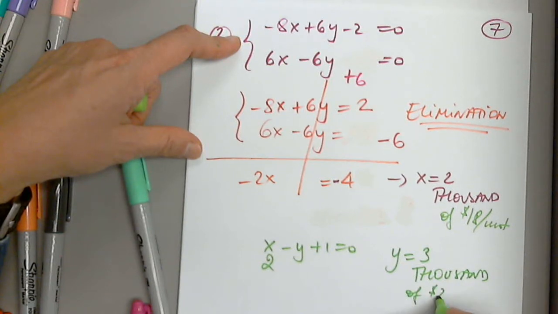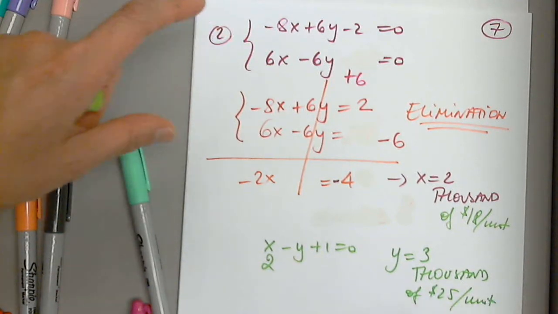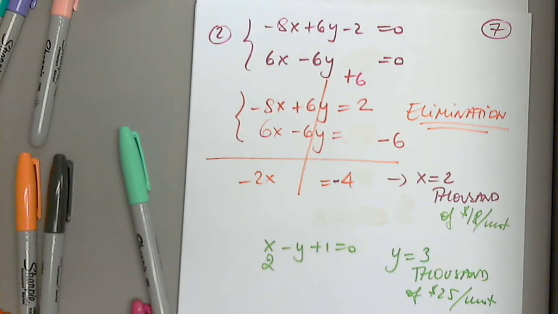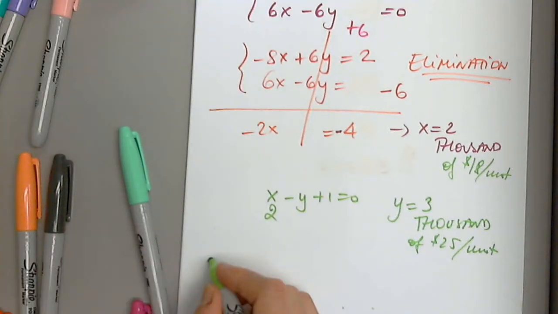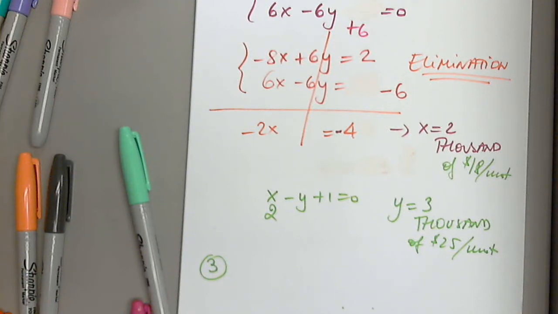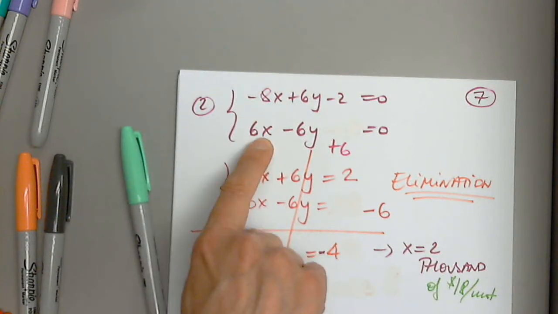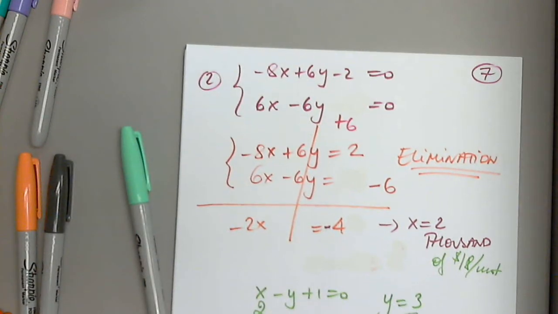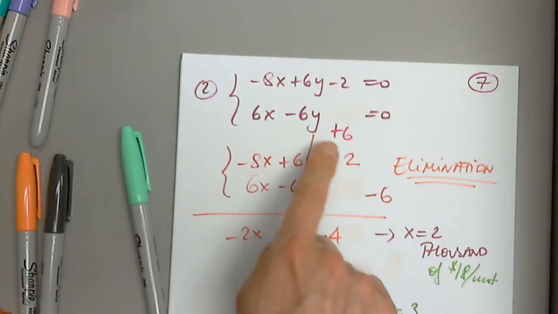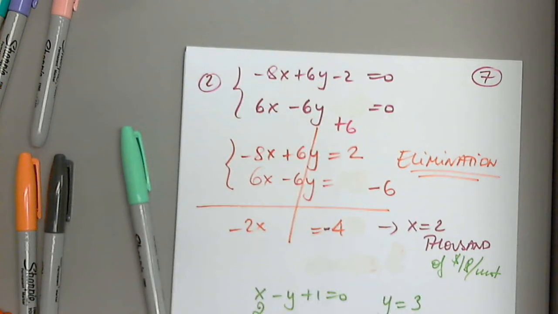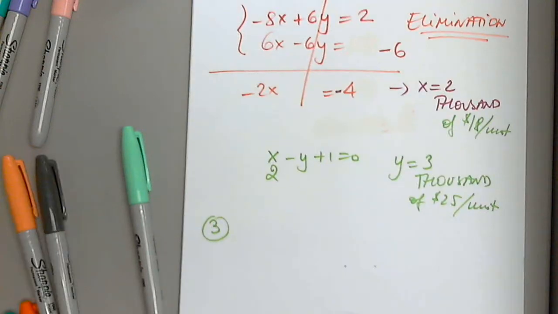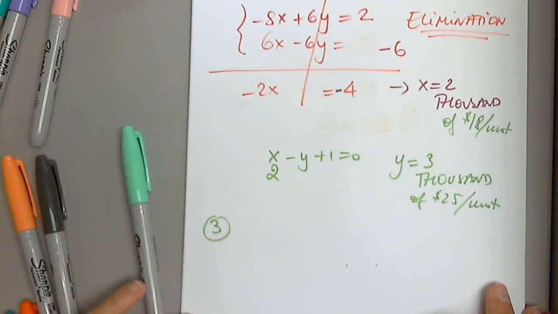What was the other one? 25 per unit? Of 25 per unit. Good. Step 3. For the y, how do you find that? I plugged x being 2 into any of the equations, it doesn't matter, and I solve for y. I just divided both sides by 6. It was easier, but you don't have to. You'll get the same answer. Okay, step number 3.